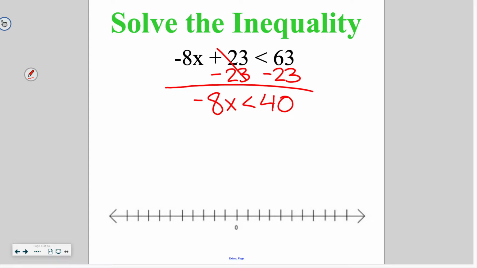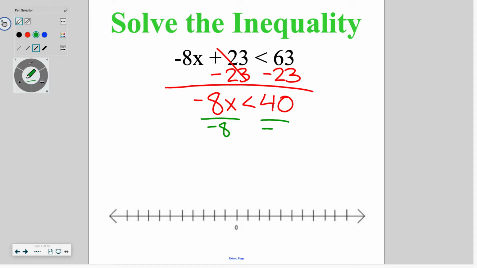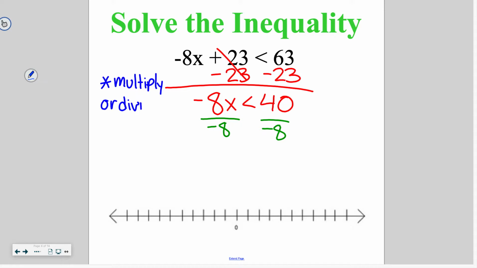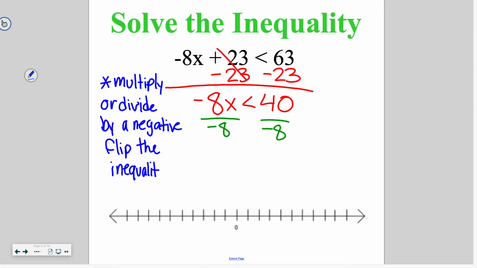Then to get rid of that negative 8, I'm going to need to divide both sides of the equation by negative 8. Now, one thing you probably want to make note of is if you multiply or divide by a negative, you need to flip the inequality. So if you are multiplying or dividing by a negative, you need to flip the inequality.